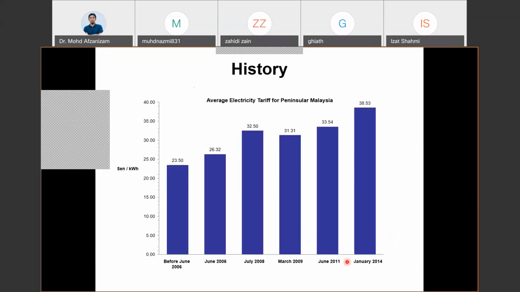This is the trend of the tariff from 2006 until 2014. As you can see, it always increases from year to year. So that's the issue related to the tariff, because it very rarely goes down. So you as an engineer, my future engineer, need to know.